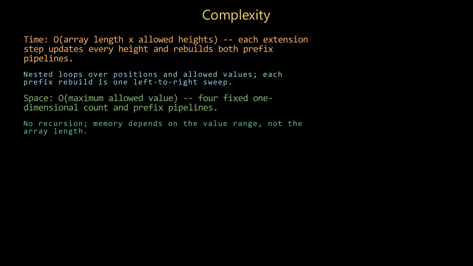Time scales with the array length times the number of allowed heights. For each extension step we update every height and rebuild both prefix pipelines in one left-to-right sweep. Space scales with the maximum allowed value, for fixed one-dimensional arrays and no recursion stack.